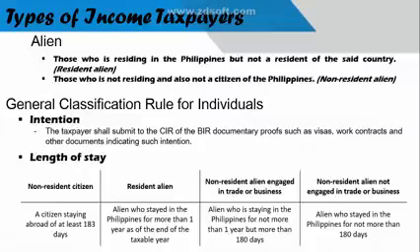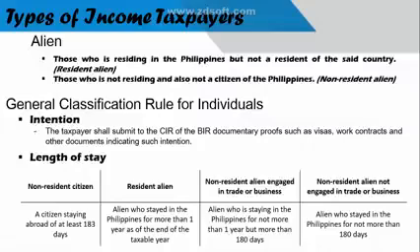Okay? So, next, there is also a general classification rule for individuals. The first would be the intention of the taxpayer or of the individual. The taxpayer, just in case he really wants to or is a citizen already, so there is an intention, shall submit to the Commissioner of Internal Revenue of the BIR the documentary proofs such as visa, work contracts, passports, and other documents indicating such intention. Okay? If you want to be a taxpayer of the Philippines.